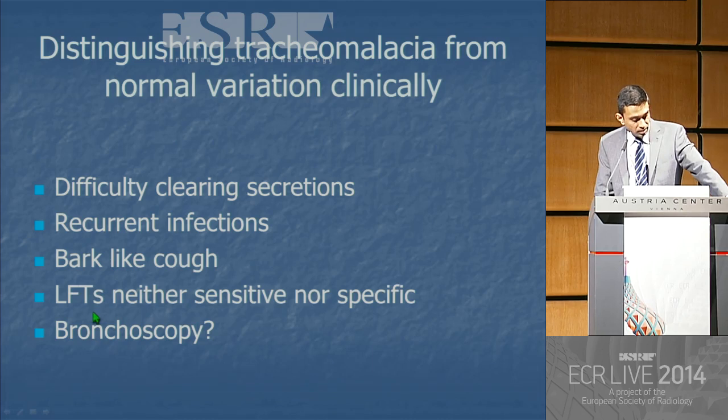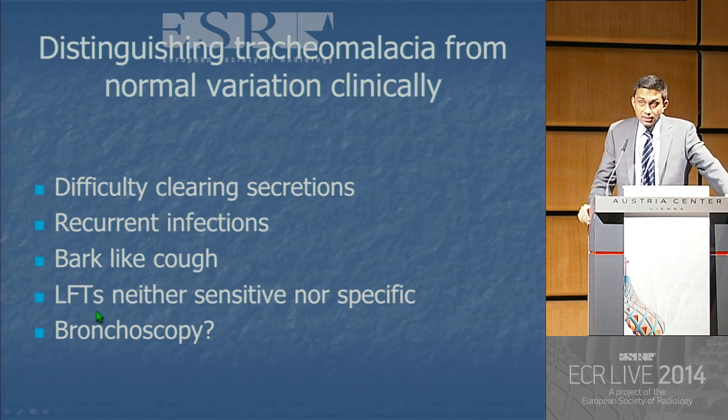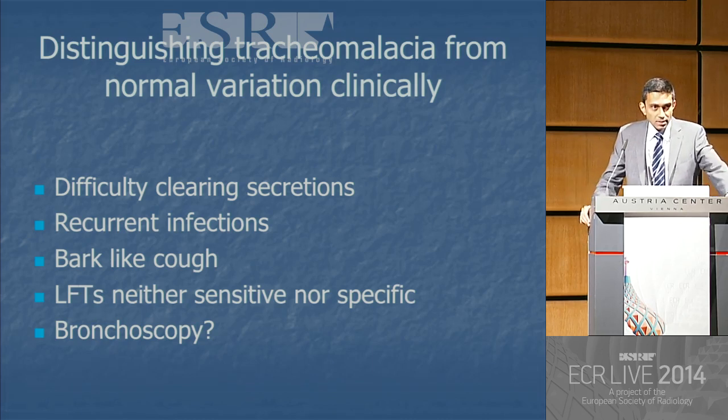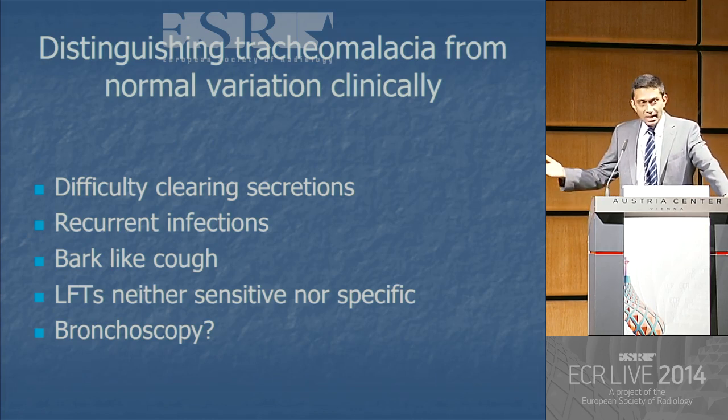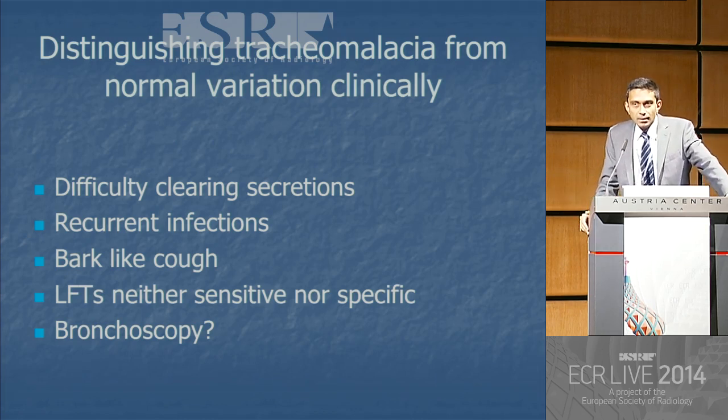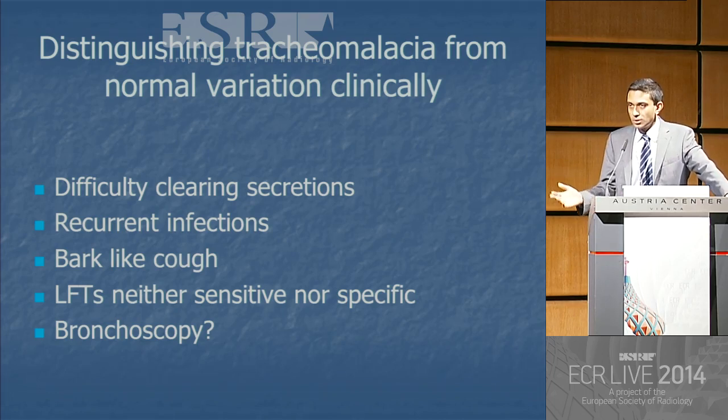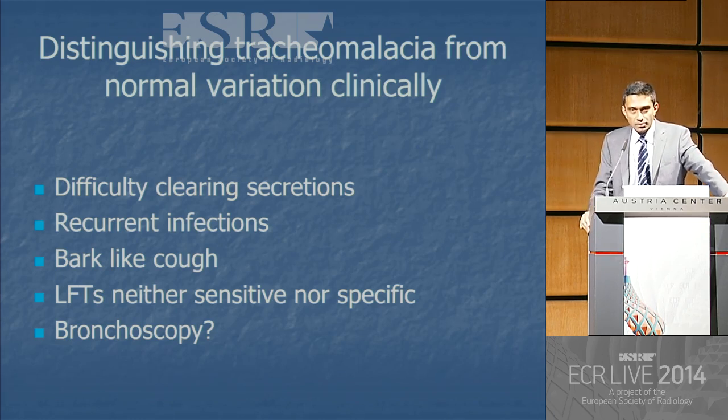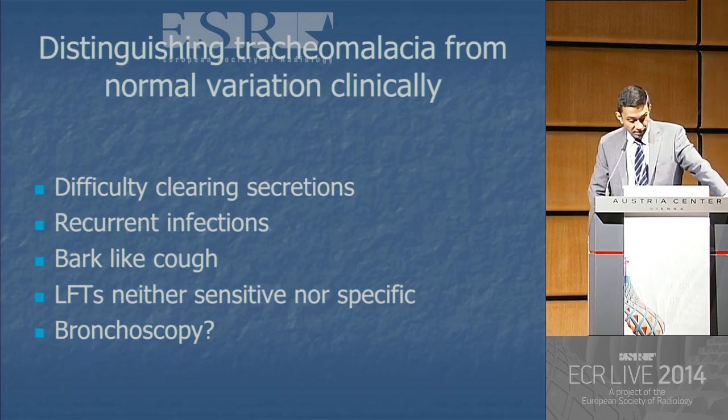What about bronchoscopy? Well, bronchoscopy can certainly confirm what you've suspected on the CT, but just as we may have difficulty in determining the extent of cross-sectional area reduction on CT, you can imagine the bronchoscopist is also going to have difficulty trying to guess how much the trachea is collapsed by. So there is also a problem there in terms of observer variability.